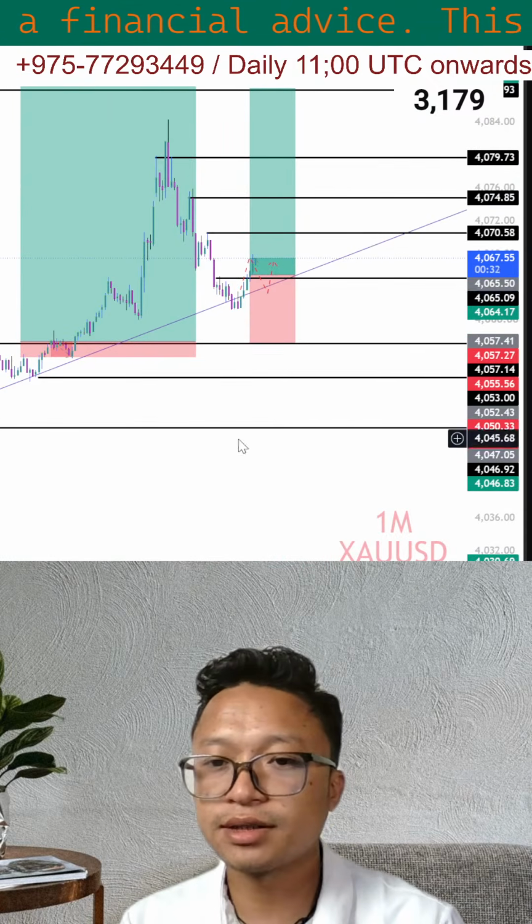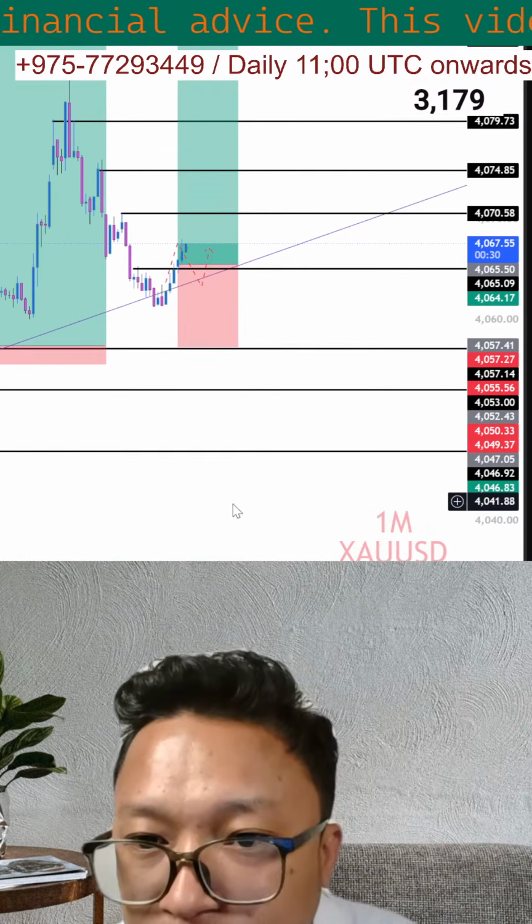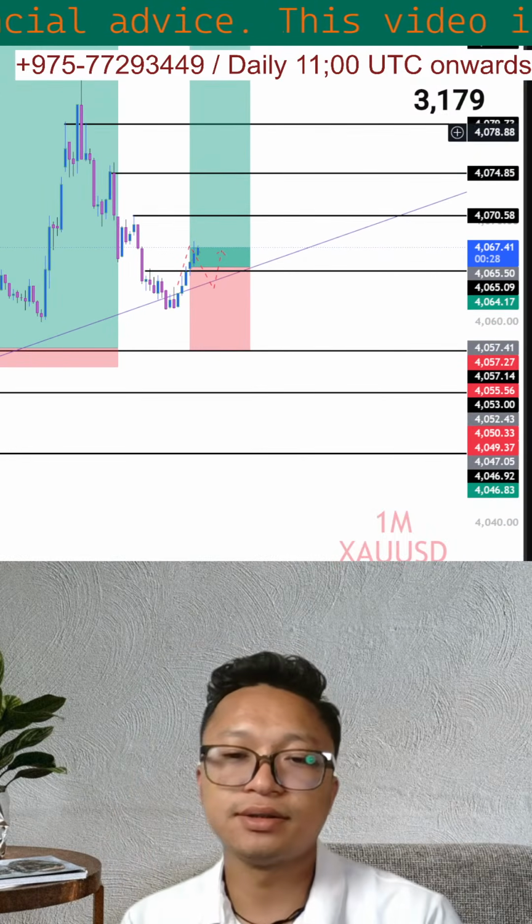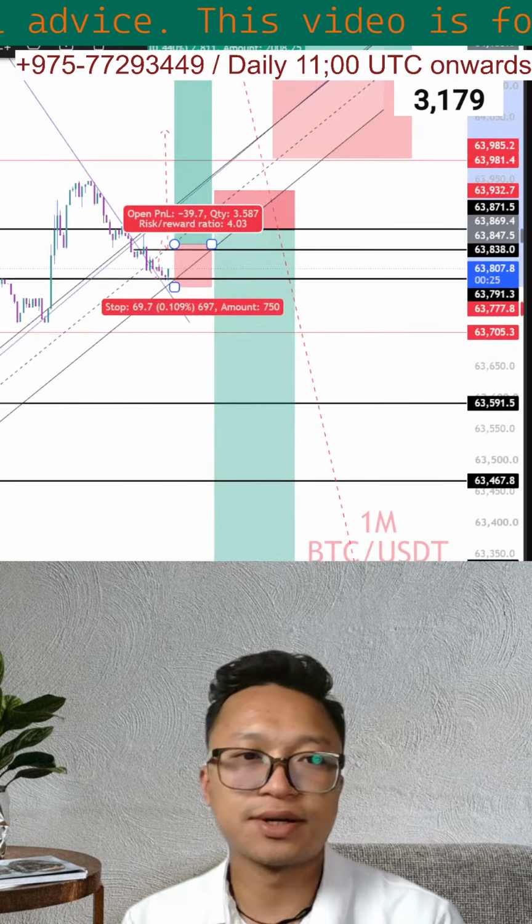Small retest given or retest not given, guys. If it doesn't give a retest, I don't trust it much.